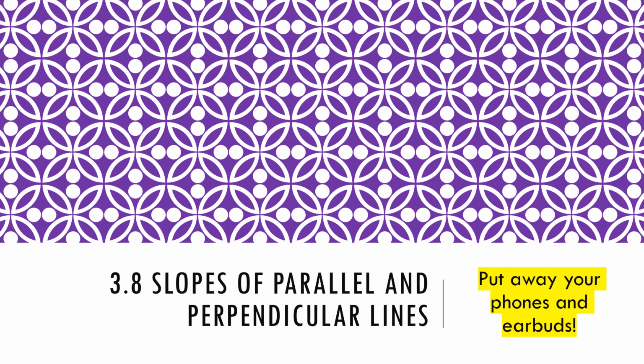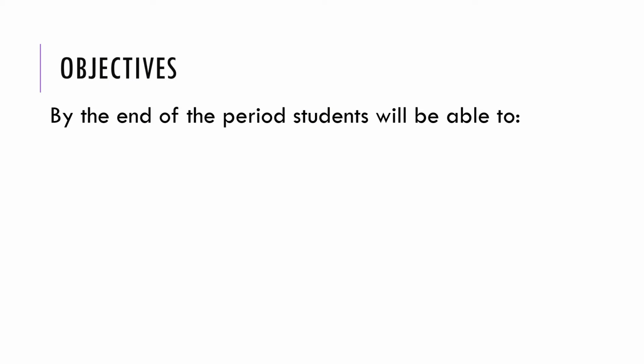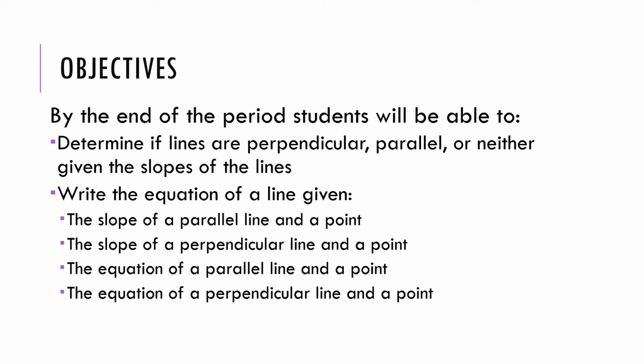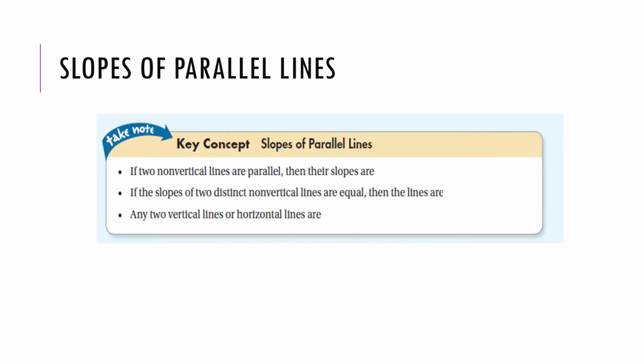So today we are doing slopes of parallel and perpendicular lines. The objectives are you guys are going to be able to determine if lines are perpendicular, parallel, or neither given the slopes of the lines, and then write the equation of a line given the slope of a parallel line and a point, the slope of a perpendicular line and a point, the equation of a parallel line and a point, and then the equation of a perpendicular line and a point.